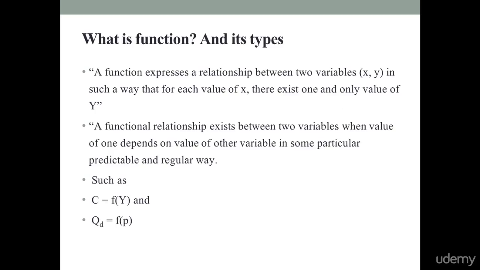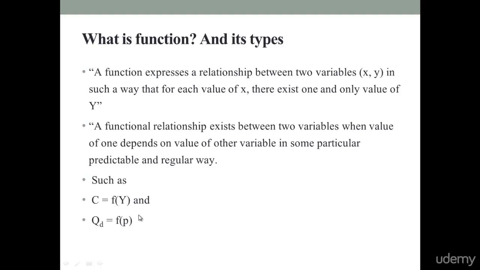Function and its types. What is a function? A function expresses a relationship between two variables, for example x and y, in such a way that for each value of x there exists one and only one value of y. A functional relationship between two variables is when the value of one depends on the value of another variable in some particular, predictable and regular way, such as consumption is a function of income and quantity demanded is a function of price.